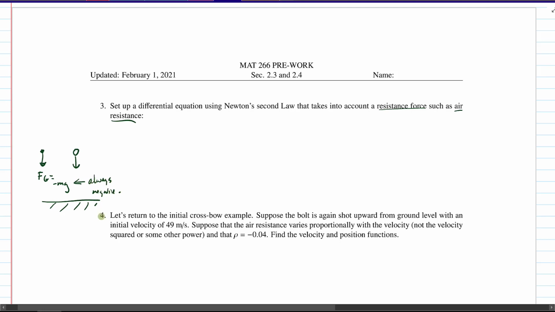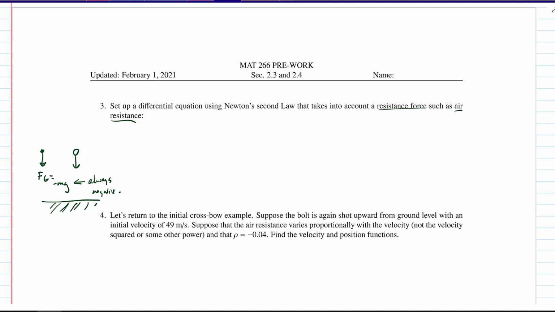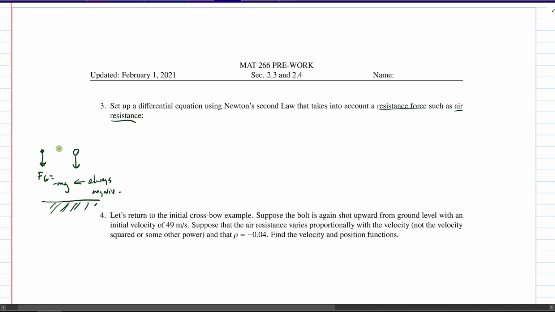Regardless of whether the object is moving upwards or downwards or along some sort of trajectory, the force due to gravity is always towards that larger body, in this case the surface of the Earth or whatever you want to consider it. But the resistance force is always opposite the direction of motion. So here we've got a resistance force, and this is always opposite the direction of motion.